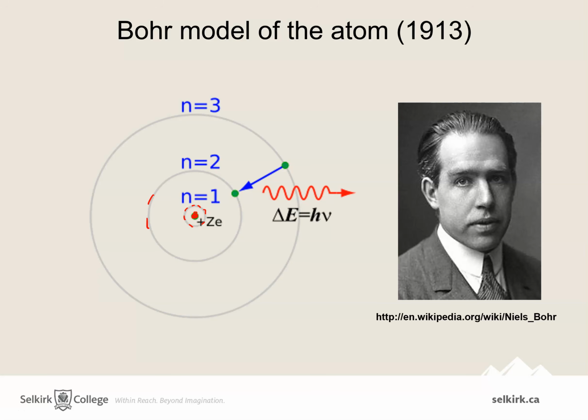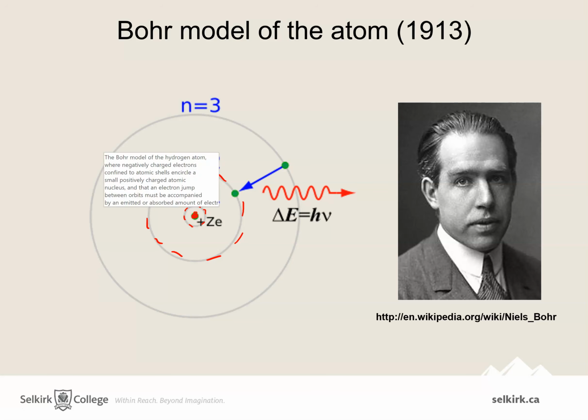Bohr said that the second energy level corresponded to an orbit at a higher distance from the nucleus, and so on and so on. Now this picture only shows the first 3 energy levels, but there would be an infinite number of orbits to represent the infinite number of energy levels that we can have.